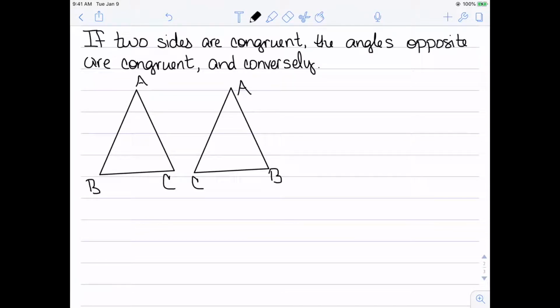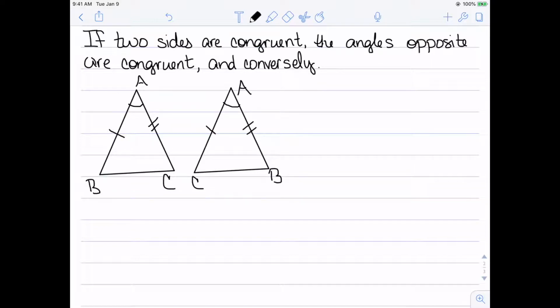So let's consider these two triangles ABC and ACB. So essentially I'll have the same triangle repeated twice. Because this is isosceles, I know that side AB is congruent to AC. Same thing, side AC is congruent to side AB. And I know that angle A is congruent to angle A.